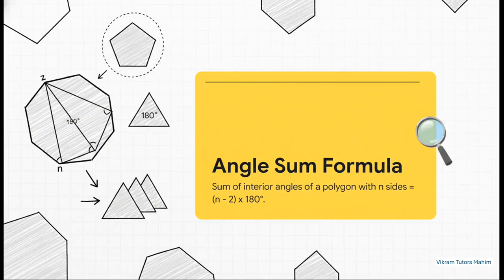So let's put it all together. If you have n-2 triangles, and each one has 180 degrees, you just multiply them. The number of sides minus 2 times 180. And there you have it, a single, elegant formula that tells you the total degrees inside any polygon. That is seriously powerful stuff.